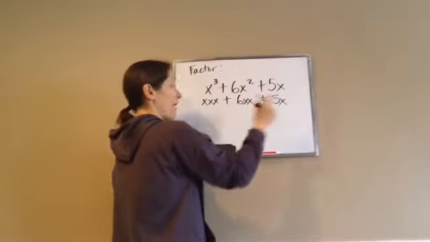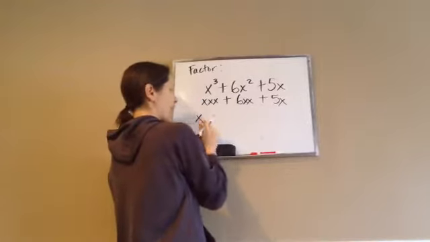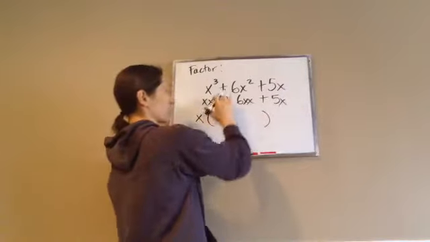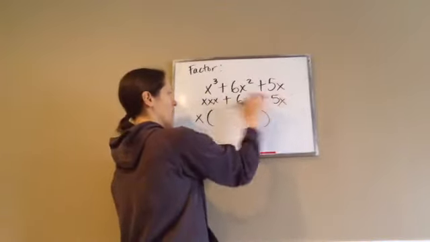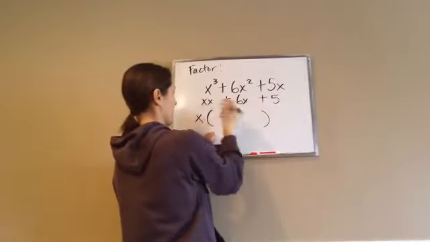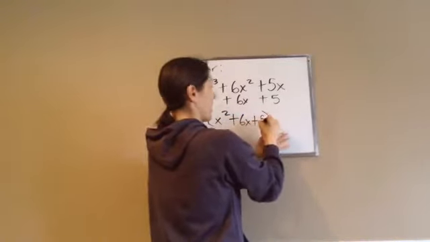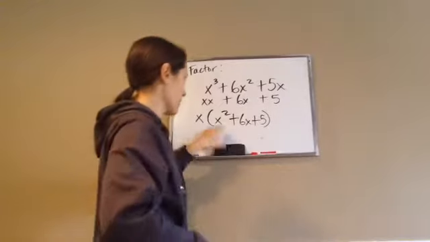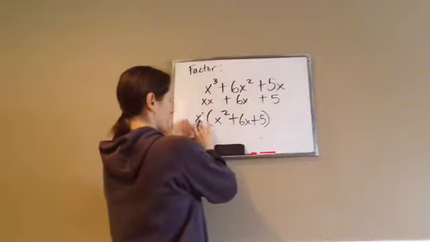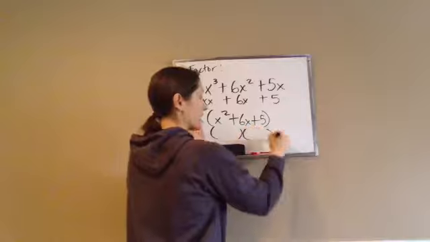If I pull an x out of all of these, then we're going to have an x, and then you're going to create a parentheses problem once you've taken out an x. So I'm going to pull an x out of all of them, and you end up getting x squared plus 6x plus 5. And then, like the lessons we've done previously, yesterday and the day before, you're going to take this problem and factor it out.